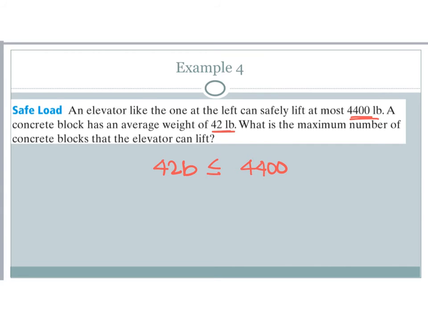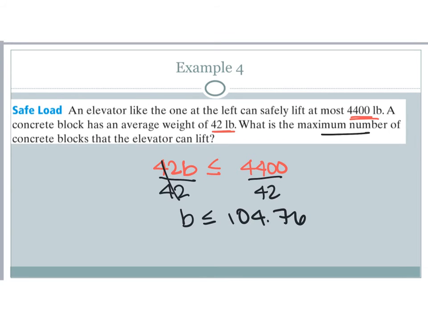So now what we're going to do is divide both sides by 42 to get B by itself. And this is going to leave me with B is less than or equal to 104.76. And because the question said, what is the maximum number of concrete blocks? It really means that the lift can hold 104 blocks to fall within the safety specs.